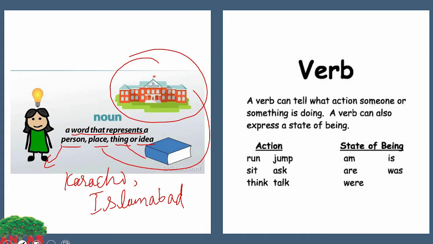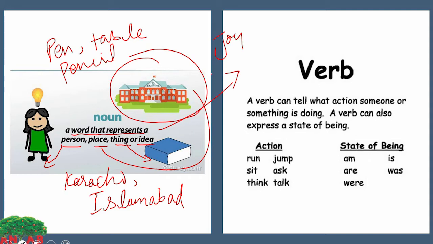Thing can be a book here. We have a book here, a pen, table, pencil. So many examples we have. Or an idea. Idea can be anything like joy, hate, honesty. These are the idea. These all things represent the noun. So now you have a very good idea of what is noun. Noun names a person, place, thing or idea.